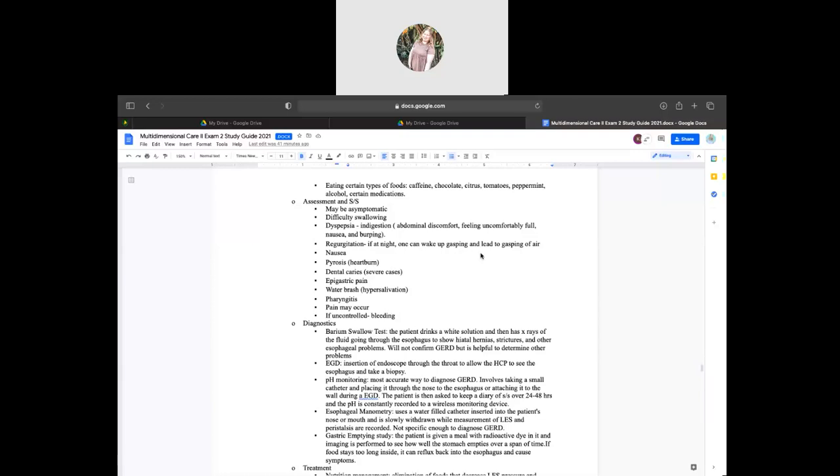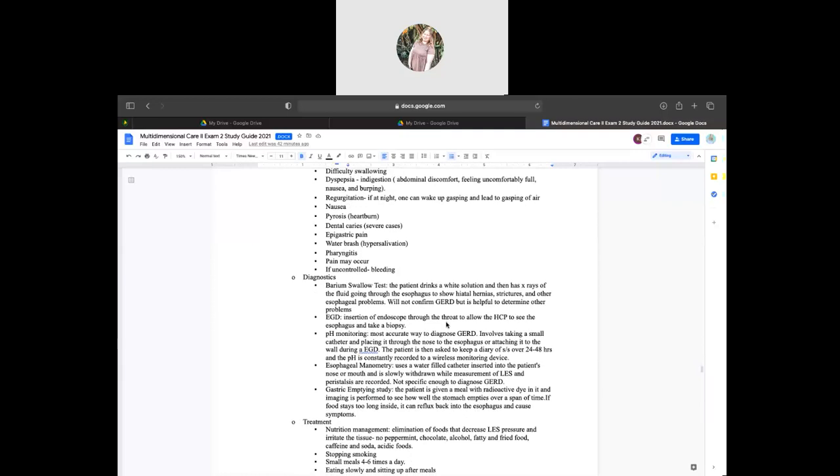Esophageal manometry is a water-filled catheter inserted into the patient's nose or mouth, and is slowly withdrawn while there are measurements of the LES and peristalsis. It helps to determine other things, but it won't diagnose GERD. You could do a gastric emptying study, where there's radioactive dye, and imaging will show how well the stomach empties in a span of time. And if the food stays inside too much, it can reflux back and cause symptoms.